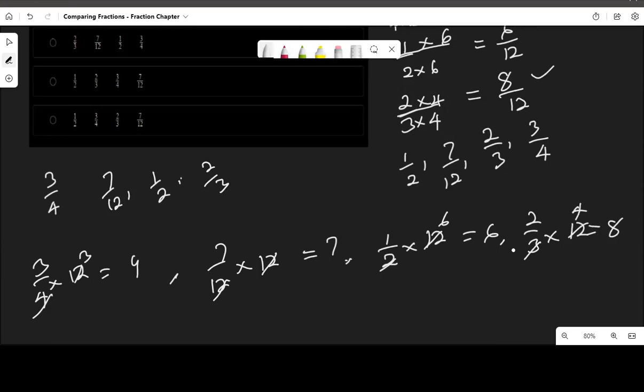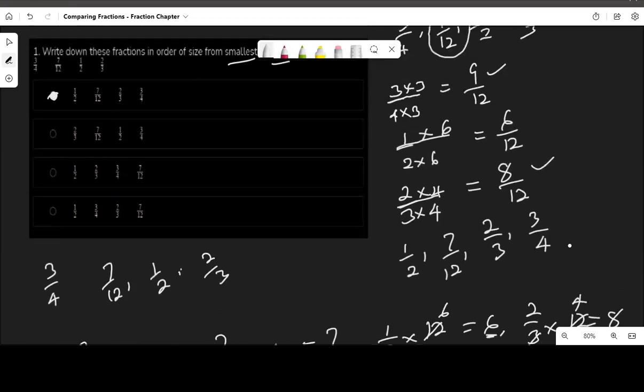Now we compare the results. Since we are going from the lowest to the highest, that is smallest to the biggest, which one is the smallest result here? 6. And what fraction gives us 6? That is 1 over 2. Followed by 7. What fraction gives us 7? That is 7 over 12. Followed by 8. What fraction gives us 8? That is 2 over 3. And followed by this one, that is 3 over 4. So 3 over 4 is the biggest of the fractions.